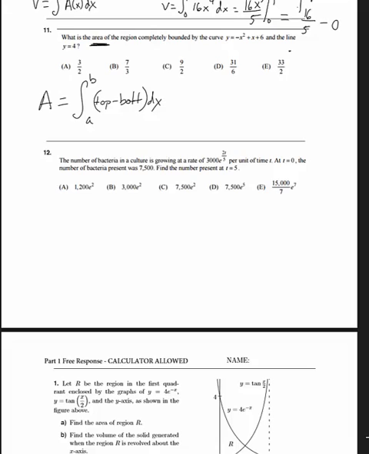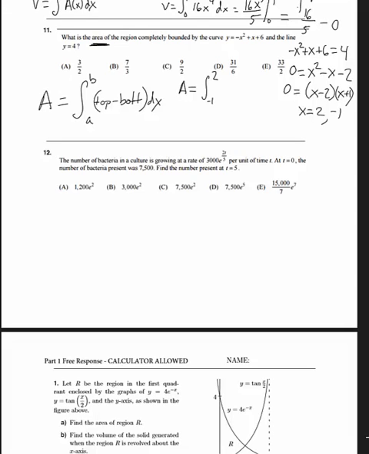So we have negative x squared plus x plus 6 equals 4. I'm going to try to get this x positive, so I'm going to move everything to the right side. So 0 equals x squared minus x minus 2. Factor that, we get x minus 2, x plus 1. So that's going to give us x equals 2 and negative 1. So this is going to be the area from negative 1 to positive 2.